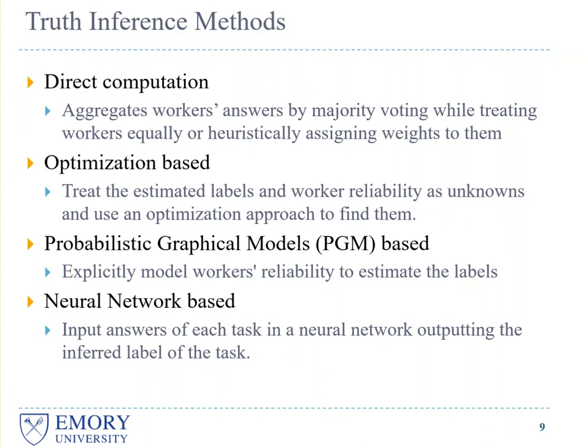Truth inference methods can be categorized into direct computation, optimization-based, probabilistic graphical model, and neural network-based. Direct computation aggregates workers' answers by majority voting, treating workers equally or heuristically assigning weights to them. The optimization methods treat the estimated labels and worker reliability as unknown and use an optimization approach to find them. The PGM-based method explicitly models workers' reliability to estimate the labels, and for the neural network, they input the answer set to the neural network, and as output in a representation level, they get the inferred label of the task.